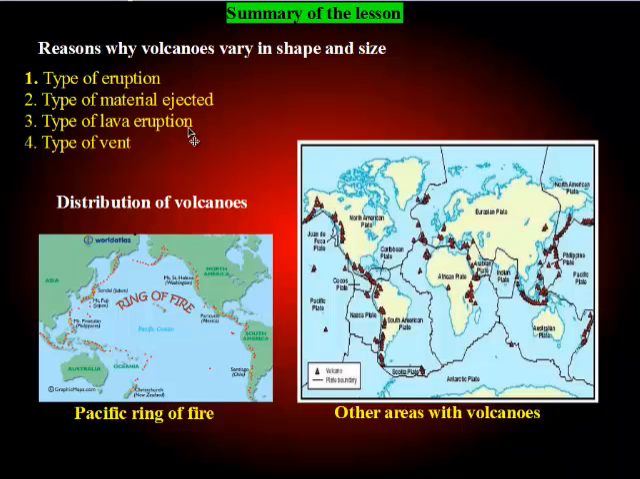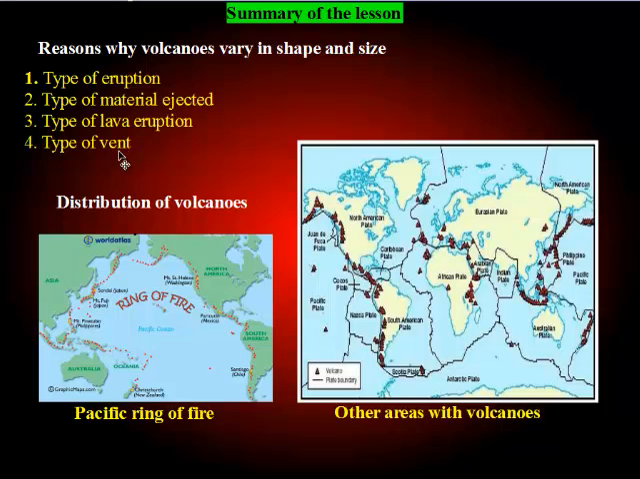And if the lava is more fluid, that means it's going to move like water, and as a result it is able to travel far, and when it cools and solidifies, it forms mountains with broad base and gentle sides. And we said the type of vent also determines the kind of volcanoes formed.